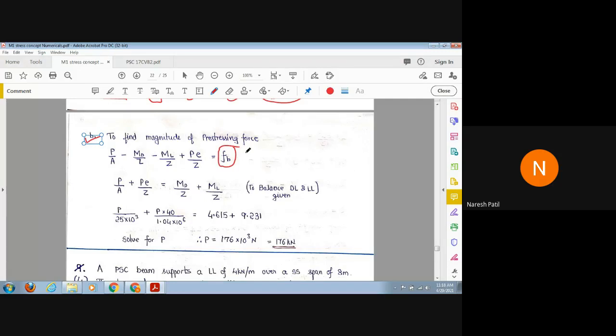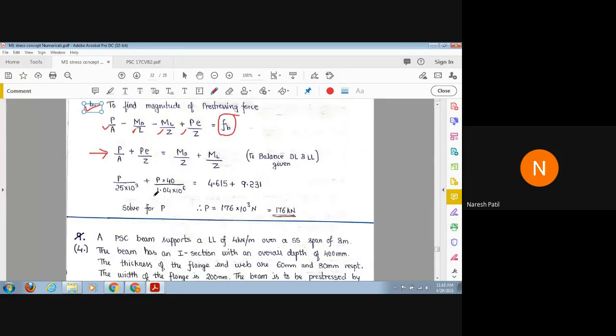If the question mentions top fiber stresses, then you have to note down the equation for top fiber stresses only. Okay, now for the bottom, we have P by A minus MD by Z minus ML by Z plus P by Z. Then you have to rewrite the equation. How do you rewrite? P by A plus P by Z equal to MD by Z plus ML by Z.